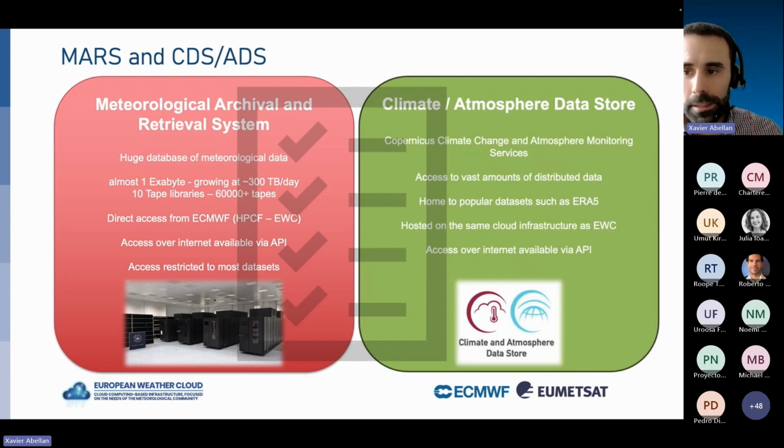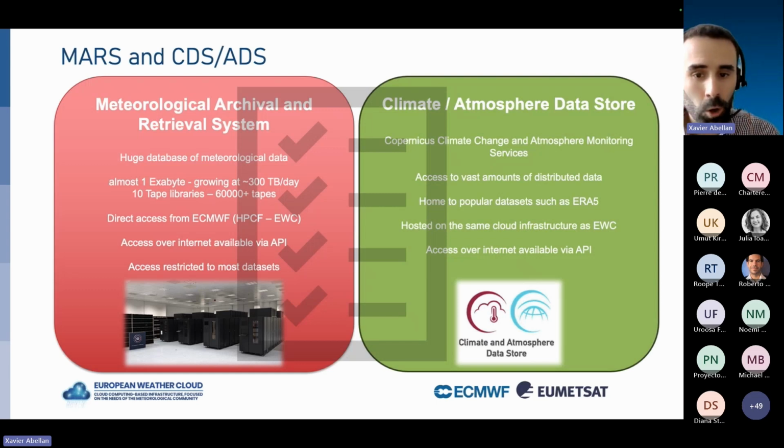The other data repository that we're going to use today is the CDS, the Climate Data Store, or the Atmosphere Data Store. This is part of the Copernicus services that we operate at ECMWF. We operate both the Climate Change Service and the Atmosphere Monitoring Service. Through this data store, we make available to the community access to a lot of different data sets, which might also be distributed. We have part of them in our facilities, in our data center, and part of them are elsewhere.